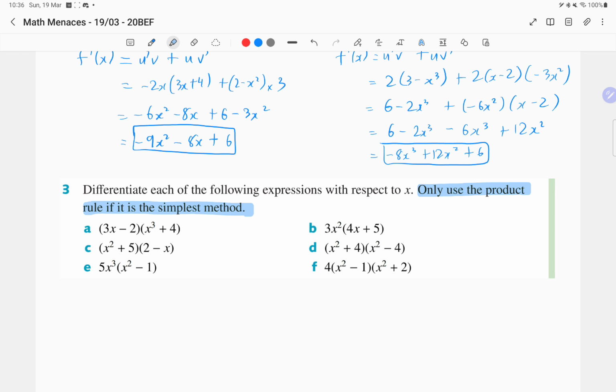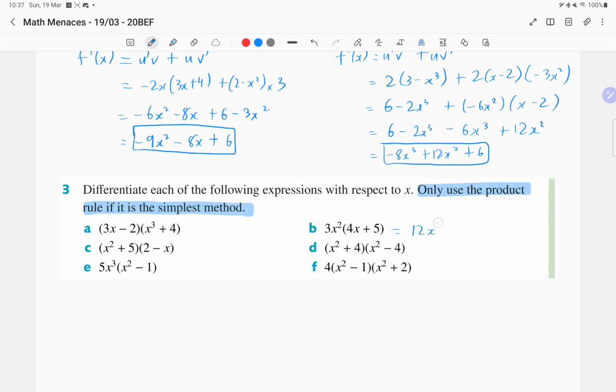No, actually, these questions, it's strange that they phrase it this way, but for these questions I would not use the product rule. But why? Would I use the product rule in question B? No, because you can easily expand it.